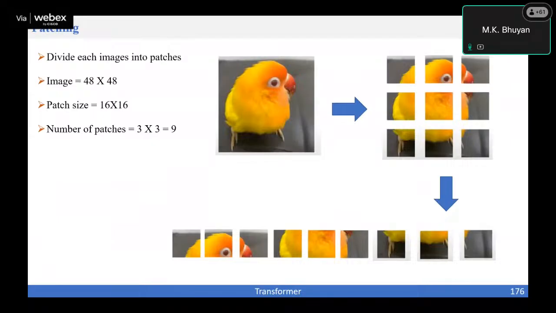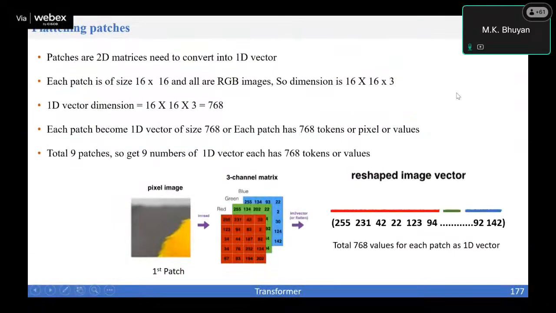For the RGB image, we can consider 48 cross 48, and we are considering a patch size of 16 cross 16. The number of patches will be 9, so you can see we have the 9 patches. These patches are converted into 1D vectors. The patch size is 16 cross 16 and we are considering the RGB image, so the dimension is 16 cross 16 into 3. So the dimension of the 1D vector will be 768 into 1, that is the dimension of the vector, 768.